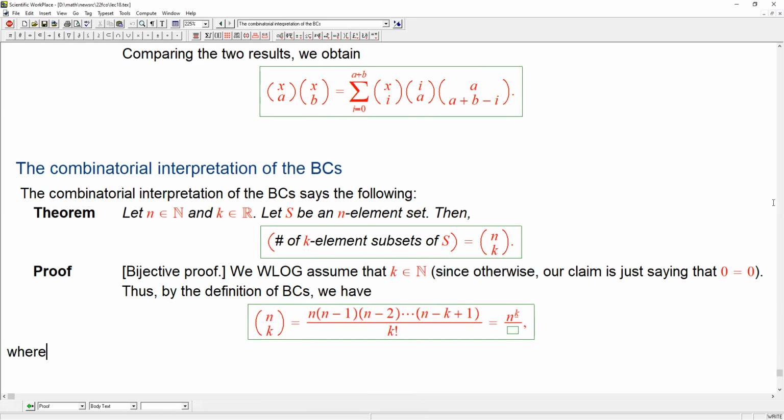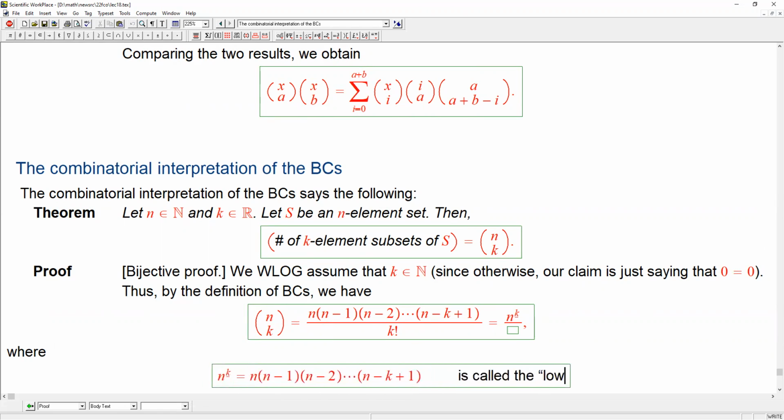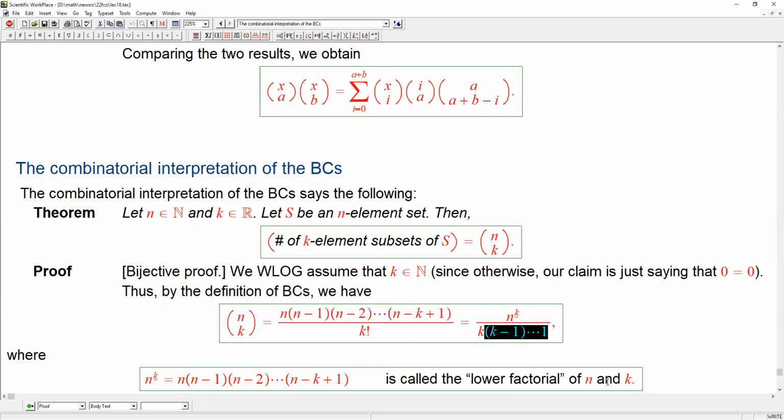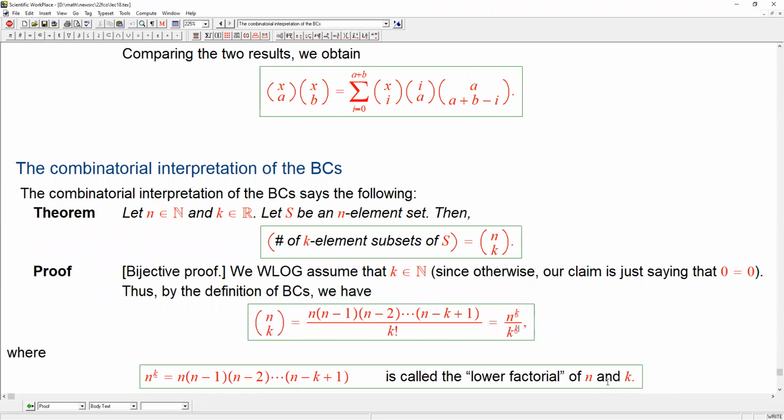And let me just recall the definition. This is defined to be this product. This is called the lower factorial of n and k, or falling factorial is another way. And if you look at this closely, k factorial is k times k minus 1, ..., 1. So this is also the same as k lower factorial k. This is also a lower factorial.